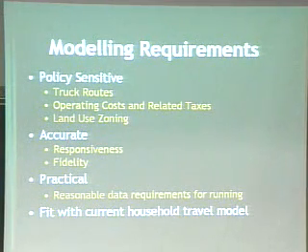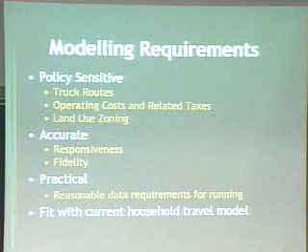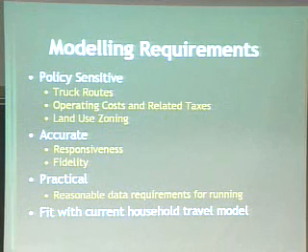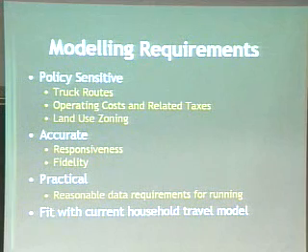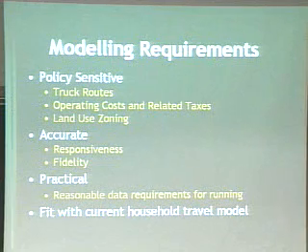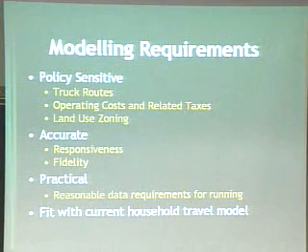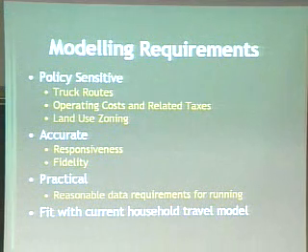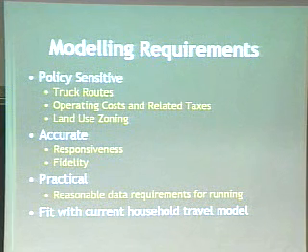We were given a remit by the City of Calgary. They wanted to develop a model, and they wanted it to be, first of all, policy sensitive. They wanted to be able to look at changing what are called the truck routes system, which is really a series of restrictions on what types of trucks can move on certain types of arterial roadways in the City of Calgary. They also wanted to look at how, if they influenced operating costs and the related taxes for vehicle movements for commercial purposes, that would influence behavior, and also how changes in their land use zoning might influence the demand.